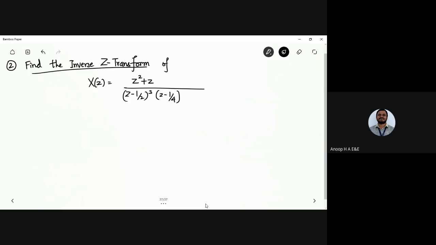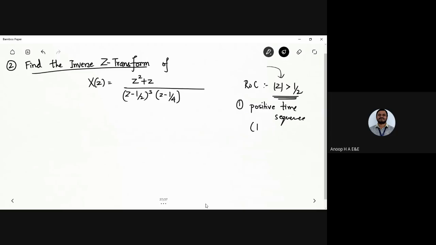You have to find it for ROC mod z greater than 1/2. Generally, you have to observe the ROC first. After observing the ROC, you have mod z greater than 1/2. It is a positive time sequence. It is a right-handed sequence.